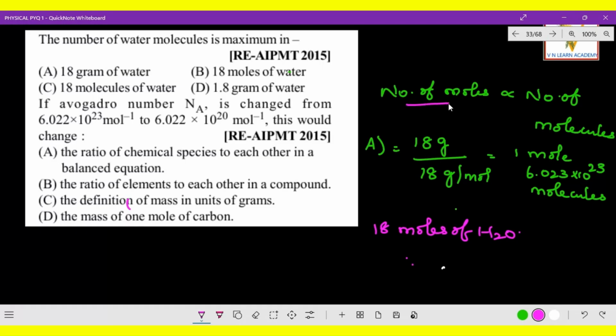So the number of moles is directly proportional to the number of molecules. Here it is 18 into Na, what is Na? Avogadro's number. Here it is 1 into Na, that is Avogadro number. This is option A, this is option B.